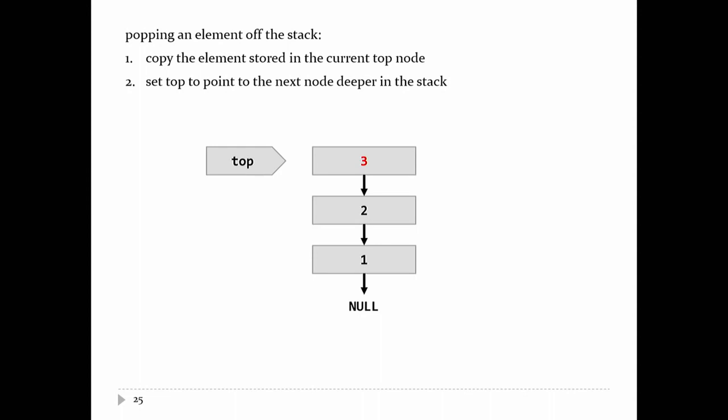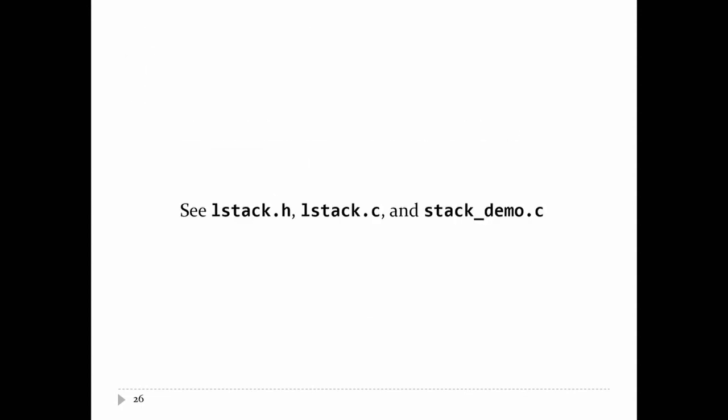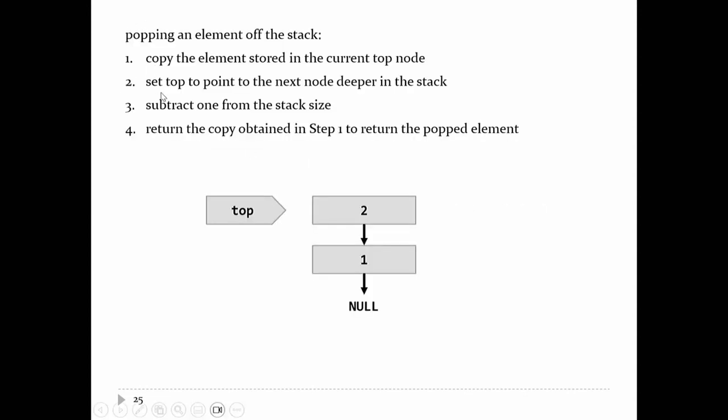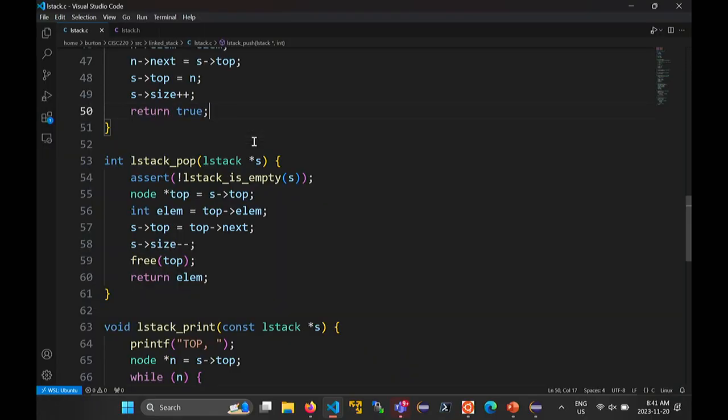So to pop an element from the stack, you're just going to implement those steps there. We're going to remember what the element is that's stored in the node. We're going to set the pointer to point to the next element deeper in the stack. Subtract 1 from the size of the stack. I'll come back to the assert in just a second. So I'm going to get a reference to the top node.